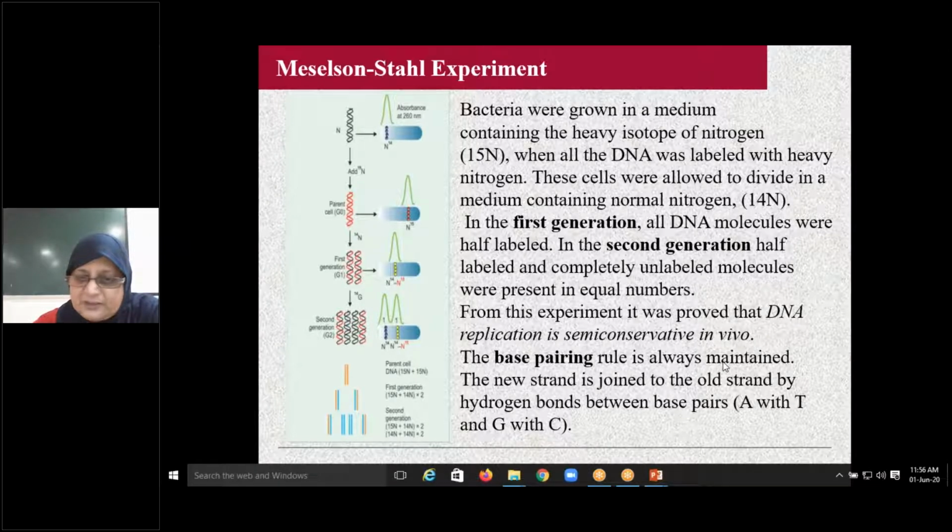What is the base pairing rule? Adenine will combine with thymine and guanine will combine with cytosine. And the hydrogen bonds also will be similar, 2 and 3.